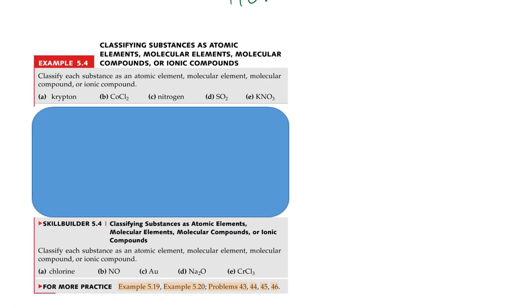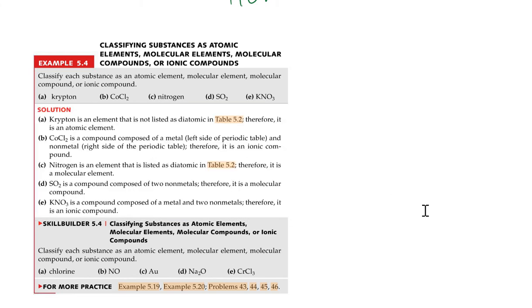Finally, take a minute and test yourself as you classify each of the following substances as an atomic element, molecular compound, or ionic compound. Pause the video for a second. There's some answers and explanations. Now take one more second and work on the Skill Builder 5.4 to classify the following five as their particular type of matter. Thanks for watching.